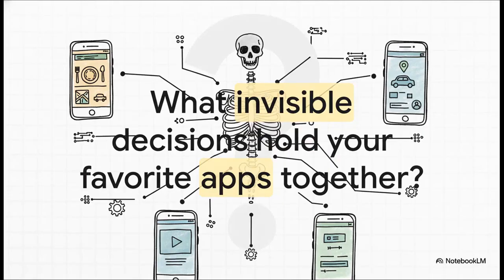So what's the big takeaway here? Software architecture isn't some nerdy, abstract thing just for engineers. It's the invisible skeleton that gives structure, strength, and flexibility to the digital tools we rely on every single day. So the next time you order food or book a ride or stream a movie, just for a second, try to look past the screen and appreciate that invisible blueprint, the thousands of smart decisions holding the whole thing together.